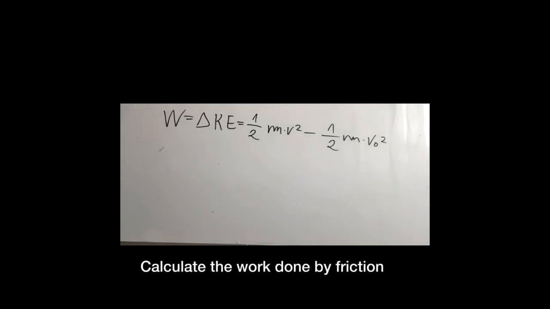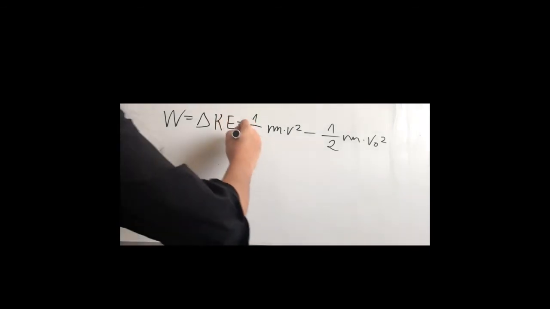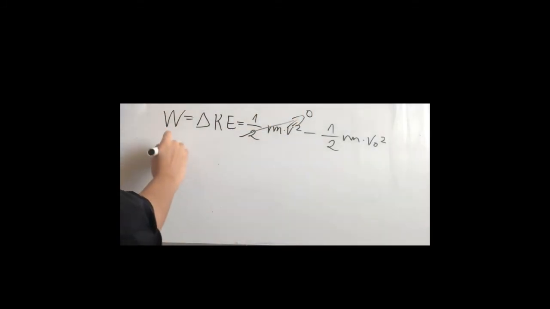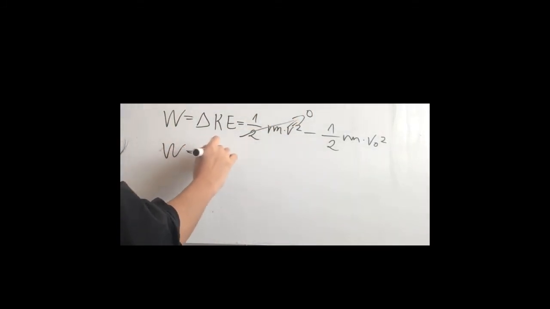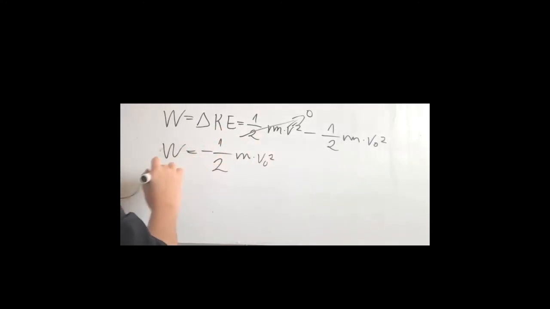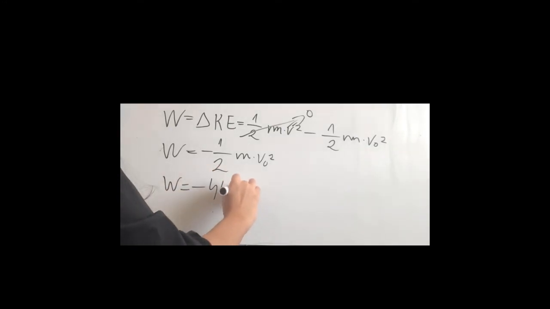Work done by friction is equal to delta kinetic energy, which is equal to 1/2 m times v squared minus 1/2 m times v0 squared. So we know that the box stops at the end because final velocity is 0. So the work done by friction is going to be minus 1 over 2 m times v0 squared. And when you calculate it, you're going to get minus 441.04 joules.